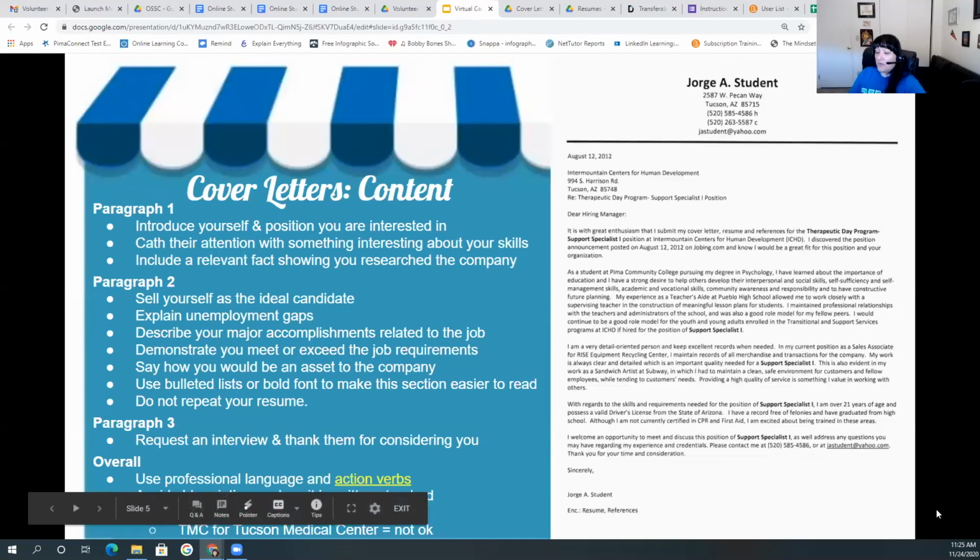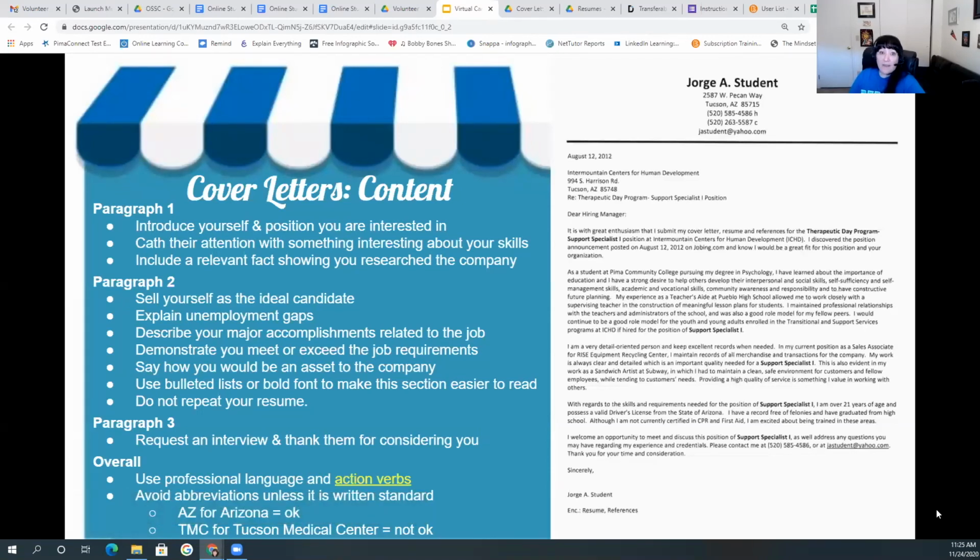You definitely want to avoid abbreviations, because they may not understand what those are. It could be someone from a different state or who has never heard of a company that you worked for. So you want to explain what that abbreviation is if you include it. Instead of saying PCC, you want to say Pima Community College, because there are other colleges out there that have that abbreviation. Just think of that when you're writing as well.